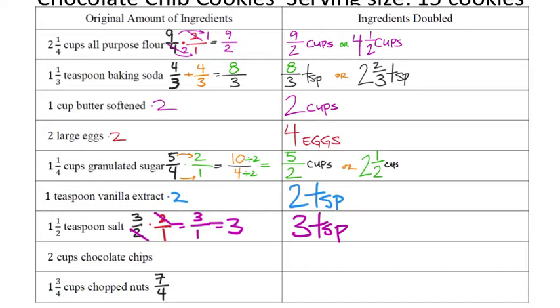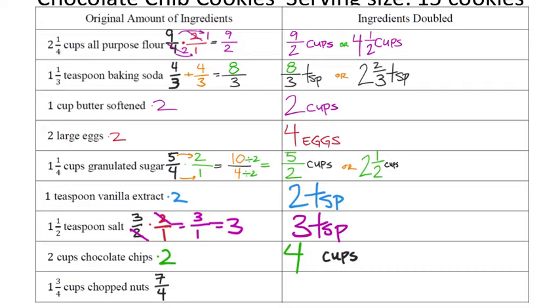And the 2 cups of chocolate chips, well, we're going to have 2 groups of that. And so that would give us 4. 2 times 2 is 4. So, yeah, that'd be 4 cups of chocolate chips. And then our last ingredient, chopped nuts.